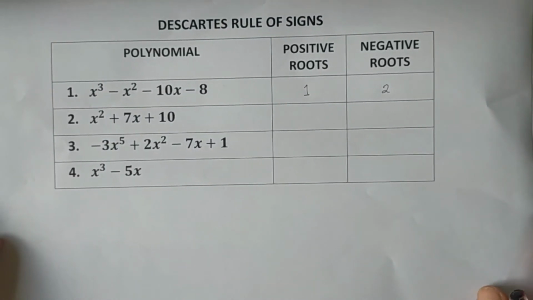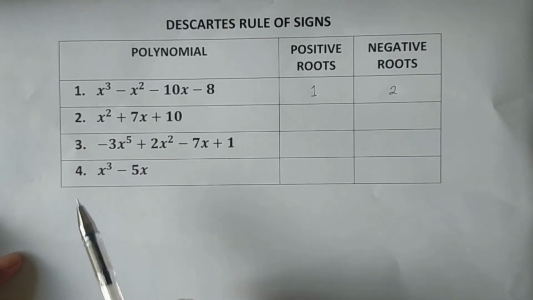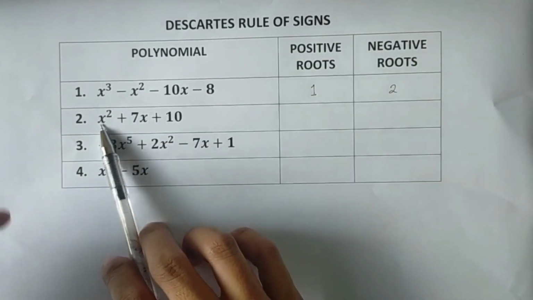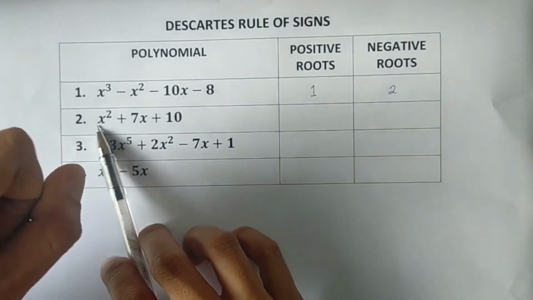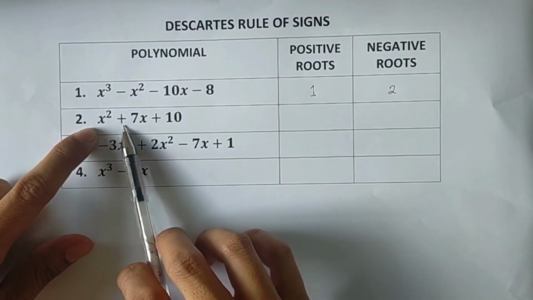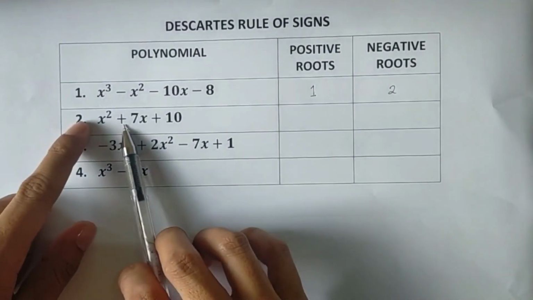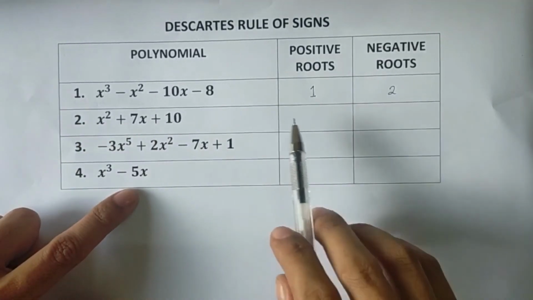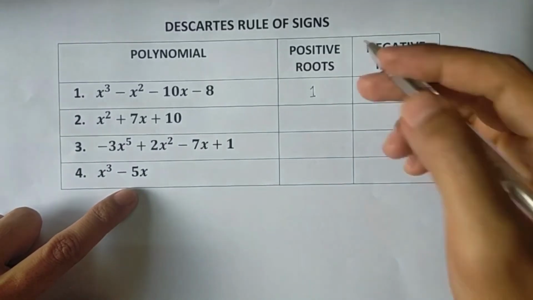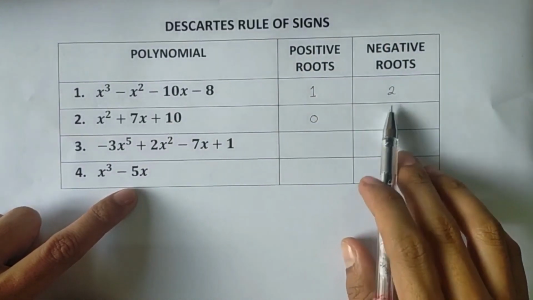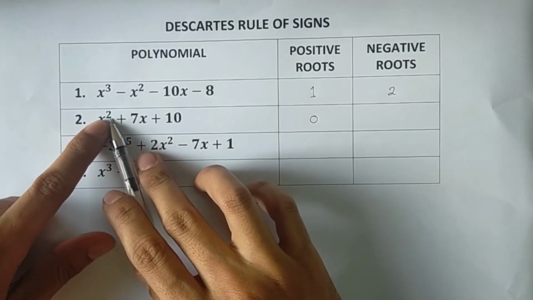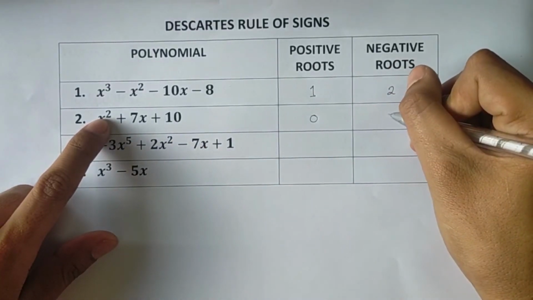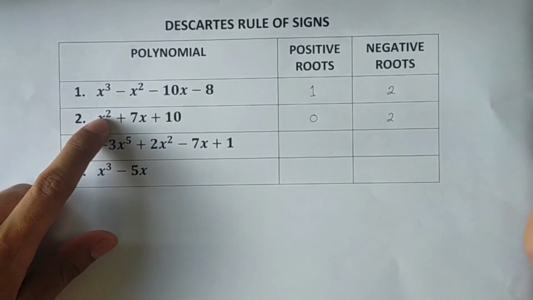Number 2, how many are positive and how many are negative roots? So here, the exponents are already arranged. X squared, the sign is positive. So, positive to positive becomes positive. There's no change of the sign. Positive to positive, there's no change of the sign. So, how many are positive roots? We have 0. And how many are negative? Since there are 2 expected roots here, because the highest exponent is 2, for the negative roots we have 2.